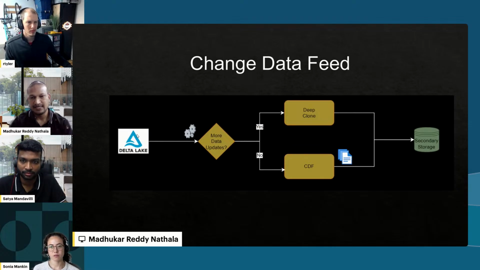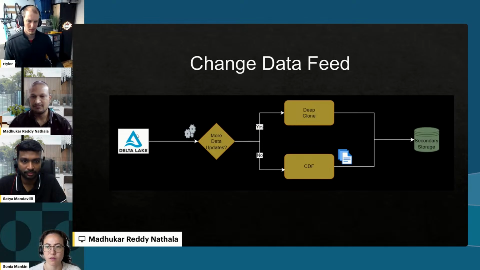So for that, we are maintaining metadata, and a process always checks what the latest copied version is, and checks again what the available version is. In case there is a change in the data feed, we copy the data. Otherwise, we skip those Delta tables or datasets, right?